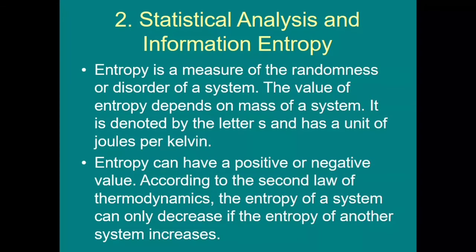Information entropy. Entropy is a measure of the randomness or disorder of a system. The value of entropy depends on the mass of the system. It is denoted by the letter S and has units of joules per Kelvin. Entropy can have a positive or negative value. According to the second law of thermodynamics, the entropy of a system can only decrease if the entropy of another system increases.